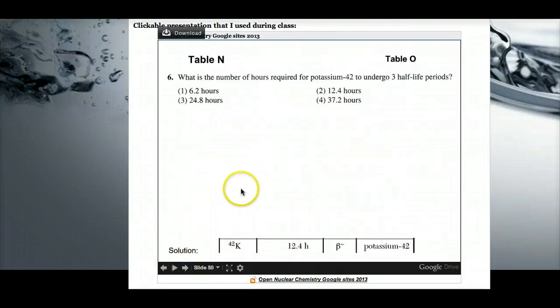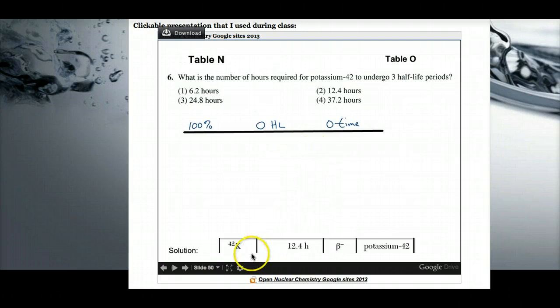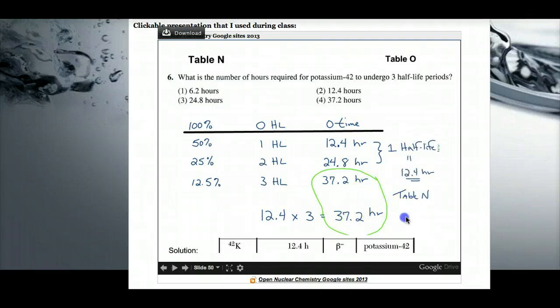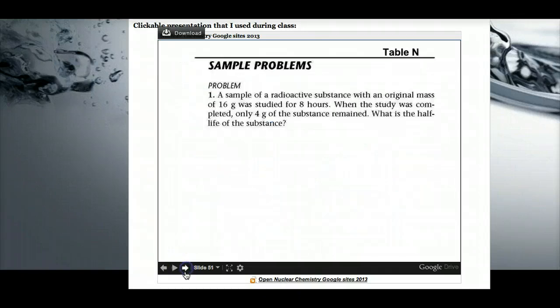Okay, number 6. What's the total number of hours required for potassium-42 to undergo 3 half-life periods? There's my zero timeline, and you may not need this, but I look at Table N, and K-42 has a half-life of 12.4 hours. So if it's undergoing 3 half-lives, and each half-life is 12.4, it's 3 times that. Nice, easy problem. So 37.2 hours is the answer. Okay, you probably don't need all of this to do that, but hey, it's me over-teaching. All right, so let's go on to the next problem.